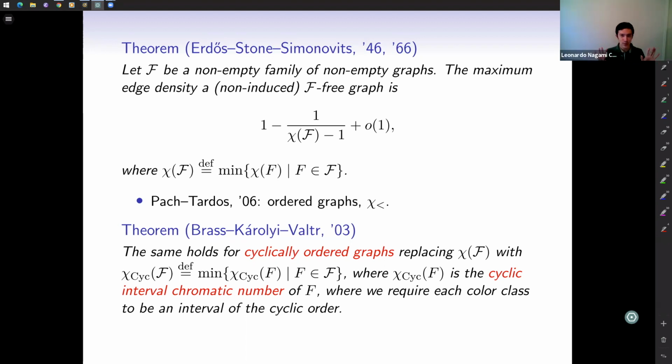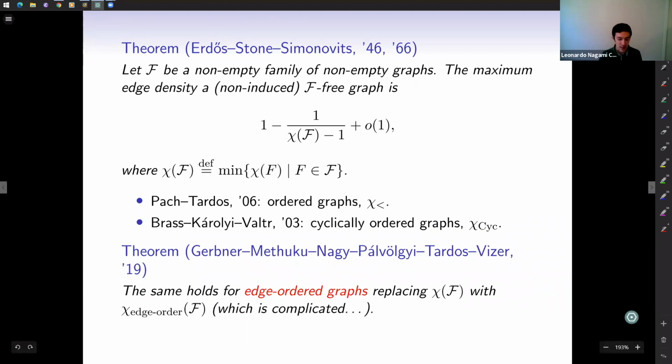So everyone happy so far? Okay, good. So the next theorem that appeared in the literature is that the same holds for edge ordered graphs. So if instead you had an ordering of the edges of the graph, then again the same result holds, and it holds using what is called the edge order chromatic number, which I'm not going to get into details here because it has a complicated formula, and at the end of the day I'm going to talk about something that's going to cover this, so there's no point in me explaining this particular formula that's very complicated.